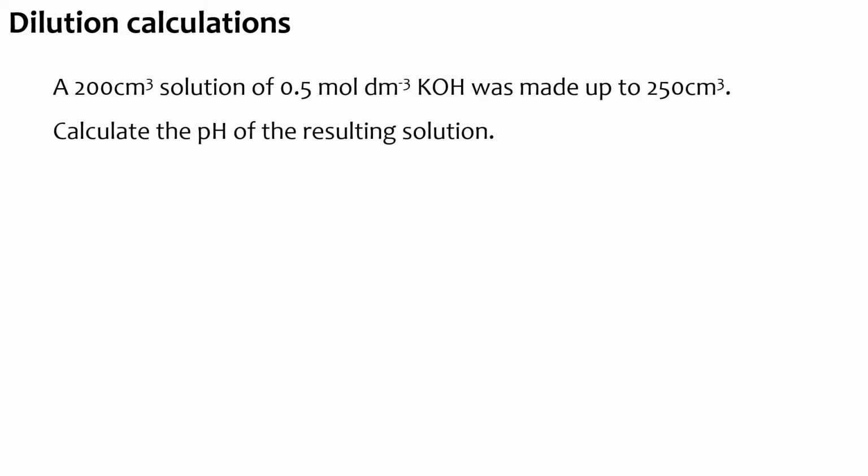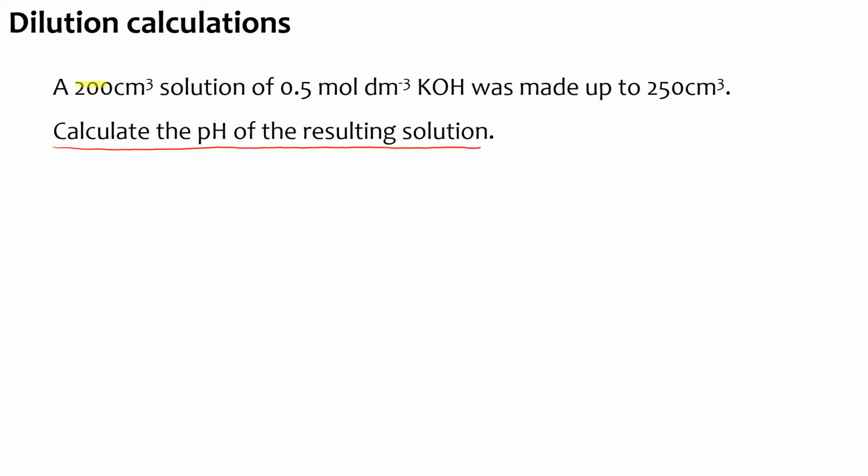So we're going to start off looking at a dilution calculation, and as I said, this is where water is added to a solution. So I've got an example here: a 200 cm³ solution of 0.5 molar KOH was made up to 250 cm³. Calculate the pH of the resulting solution.